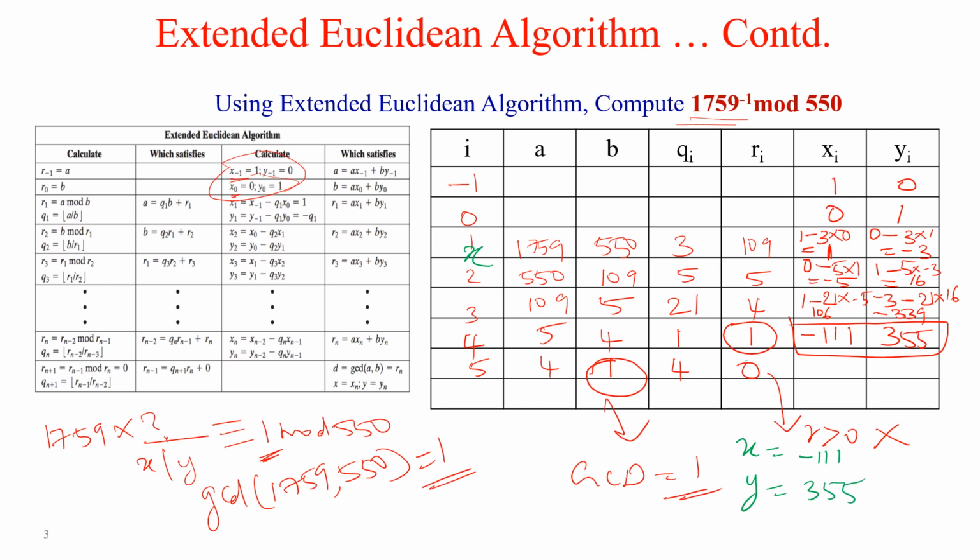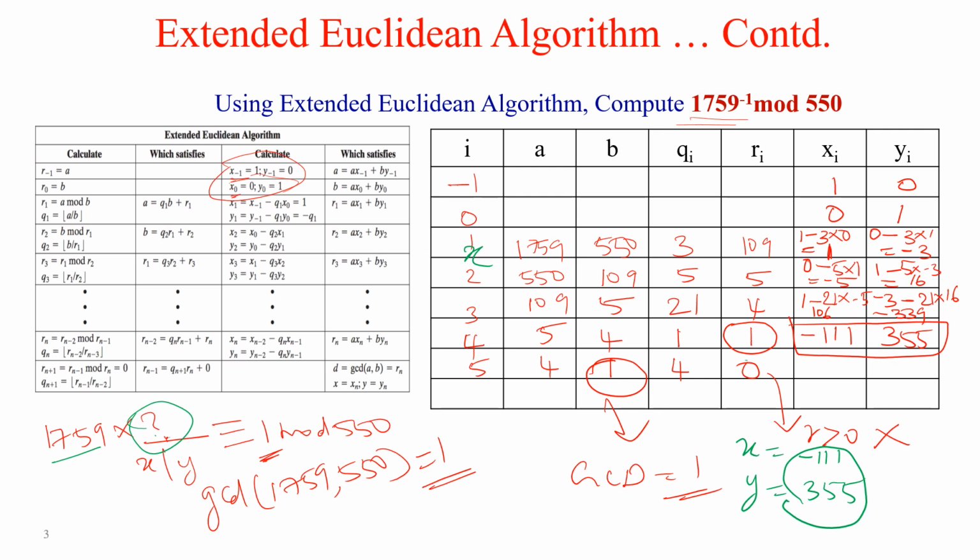So I already told you that among these x and y values, any one value must be the inverse of this number, right? 1759 inverse, right? So here you have to find out which one. Most of the students used to think that here one value is negative and one value is positive, so we have to consider the positive value as the inverse. It is not the case. What you have to do, we have already seen, right? 1759 into some value must be equal to 1 mod 550. That some value only we call the inverse value, right?